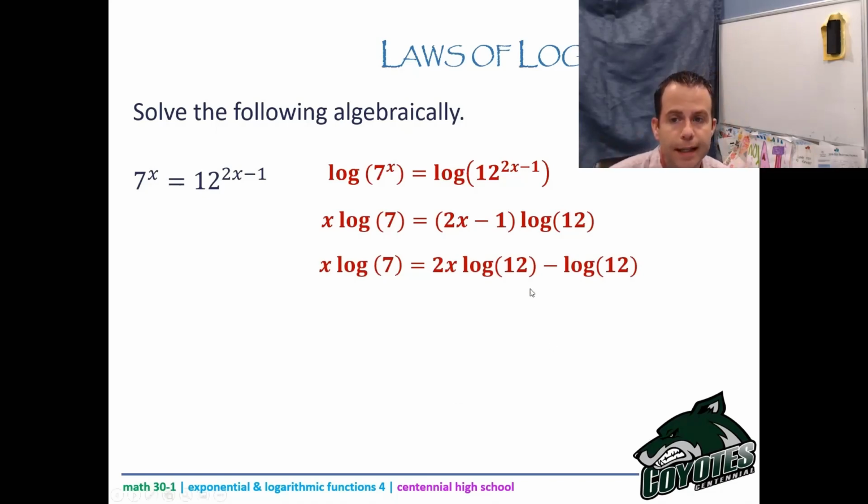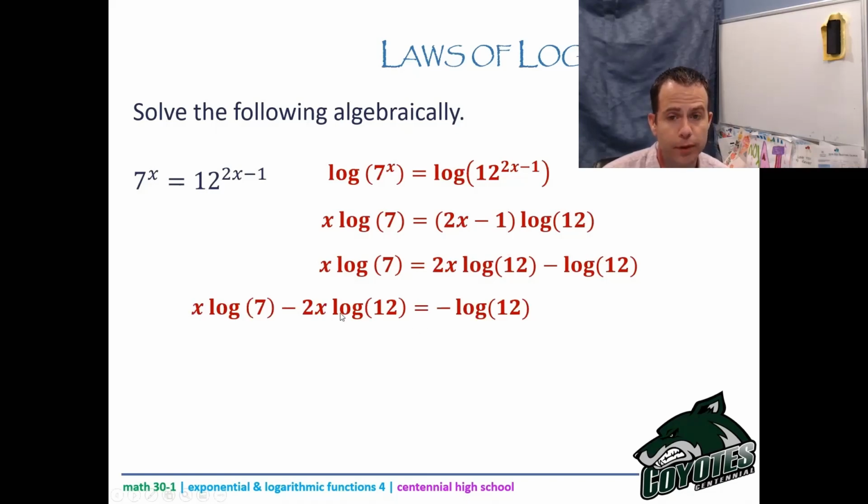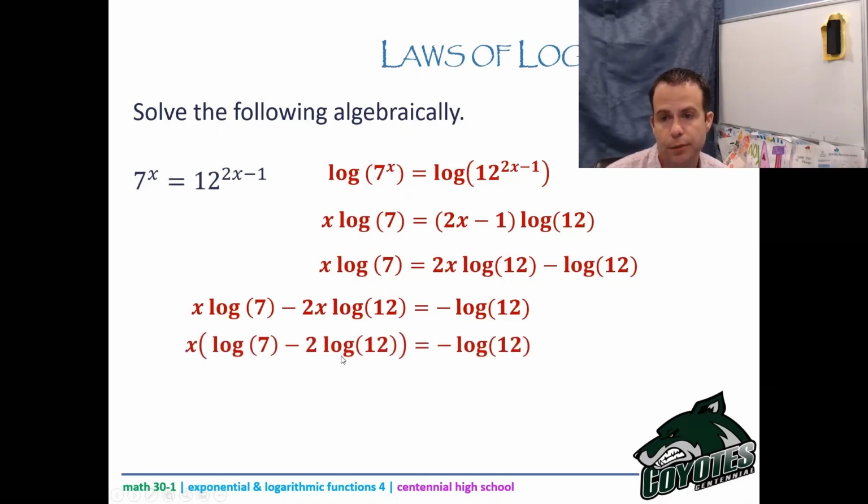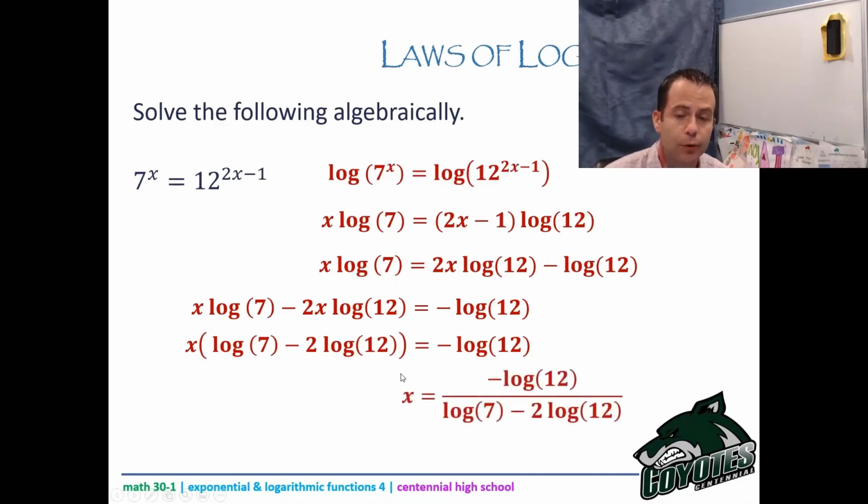So I'm going to take that 2x log 12 that you see here and subtract it from both sides so that it ends up on the left side. I now have two terms on the left side that both involve an x, so I'll factor the x out, and that would leave me with log 7 minus 2 log 12 equals negative log 12. And then divide both sides by this log 7 minus 2 log 12. That would be the exact value answer. And the decimal approximation would be 0.82.